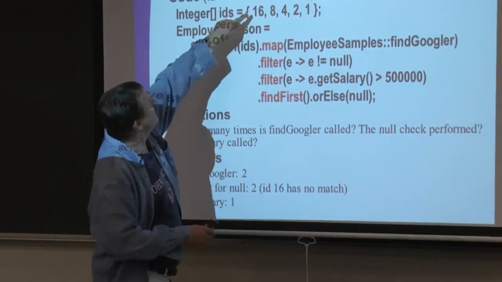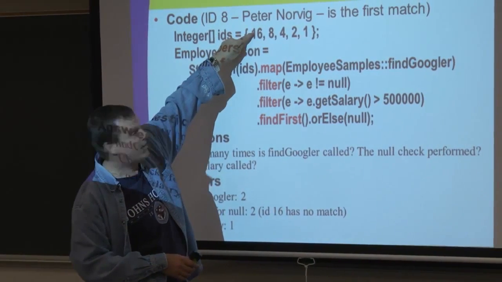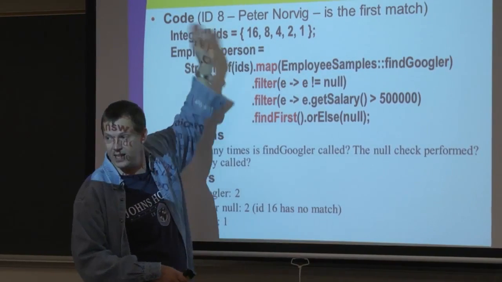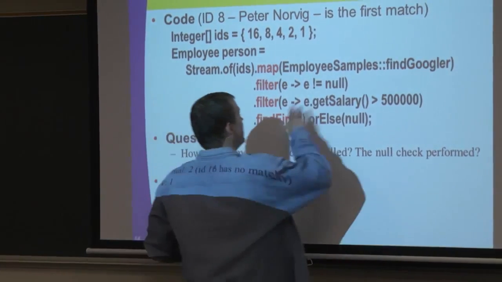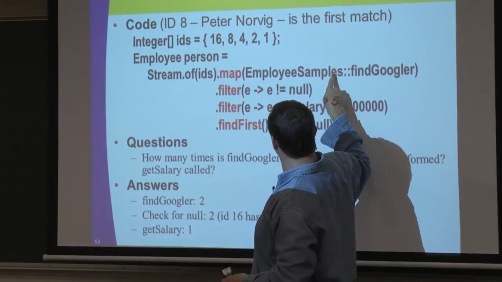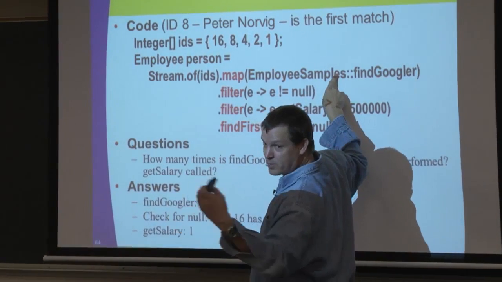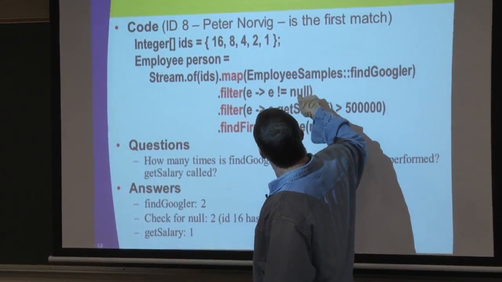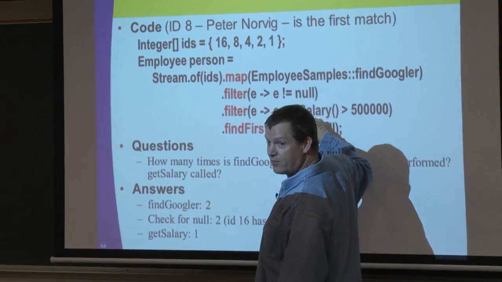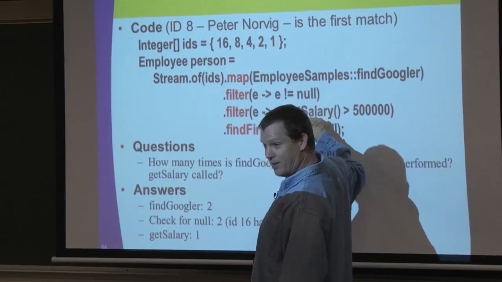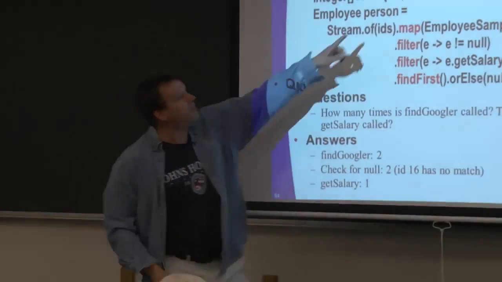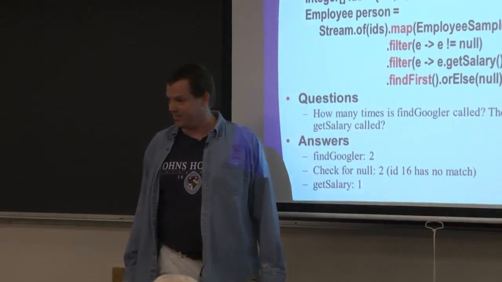It actually takes the first one, passes it through findGoogler, and checks if it's null. 16 is not a valid ID, so that doesn't match anything, so it throws it out. Never checks salary. Then it takes the second one, 8, and passes it through findGoogler. It turns out to be Peter Norvig, which is supposed to be a joke because I knew he was going to be in the audience. Not null. Salary greater than 500,000? Yes, by a very long shot. And it returns it. And it never even looked at any of the others.